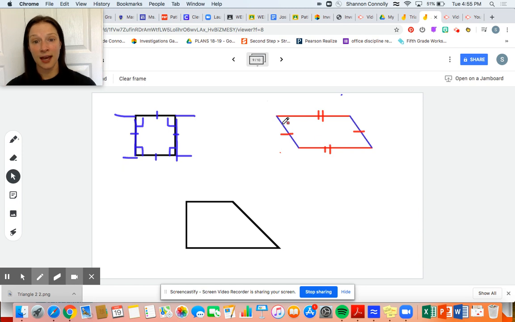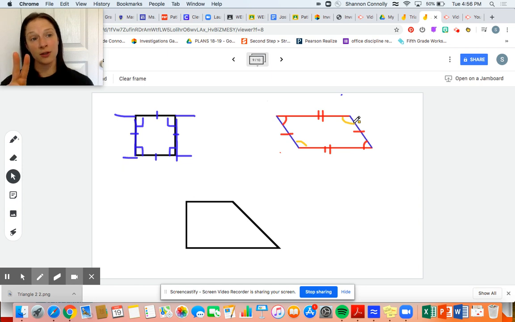Okay. Then I'm going to talk about the angles. I see an acute angle and an acute angle. So I have two acute angles so far. Then I'm going to see an obtuse angle and an obtuse angle. So when I'm describing the attributes of this shape, I'm going to say there's two pairs of parallel lines, opposite sides are equal, there's two acute angles and two obtuse angles.